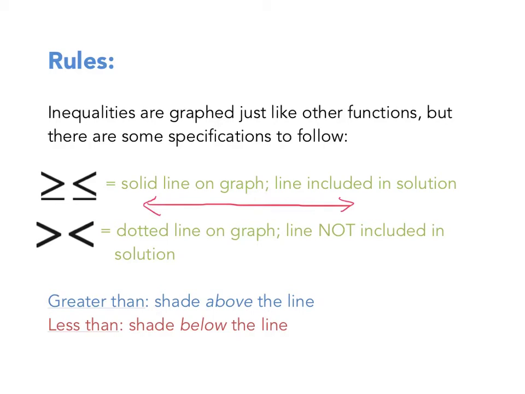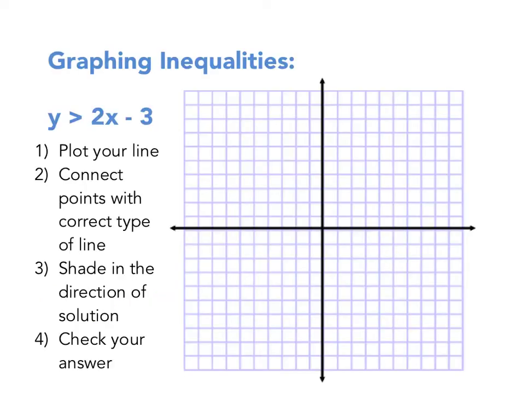If it's just greater than or less than, not equal to, it's a dotted line on the graph to show that the line is not included in the solution. You'll see examples of both of these. The next thing you have to do is to shade to show the entire solution. So if it's greater than, you'll shade above the line, and if it's less than, you'll shade below the line, but there's a way that we can check to ensure that we're shading correctly.